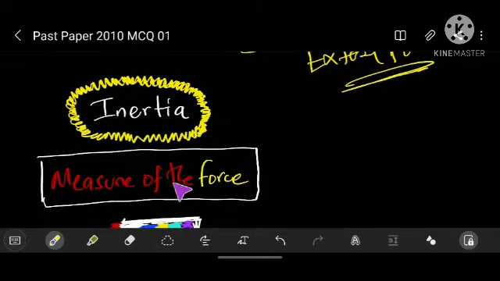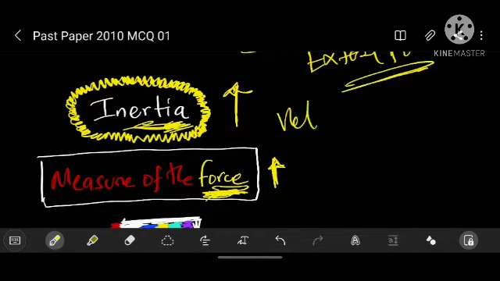Inertia is a measure of the force that keeps a stationary object stationary, or a moving object moving at its current speed. Do you understand, right? The larger the inertia, the greater the force that is required to bring some change in its velocity in a given amount of time.